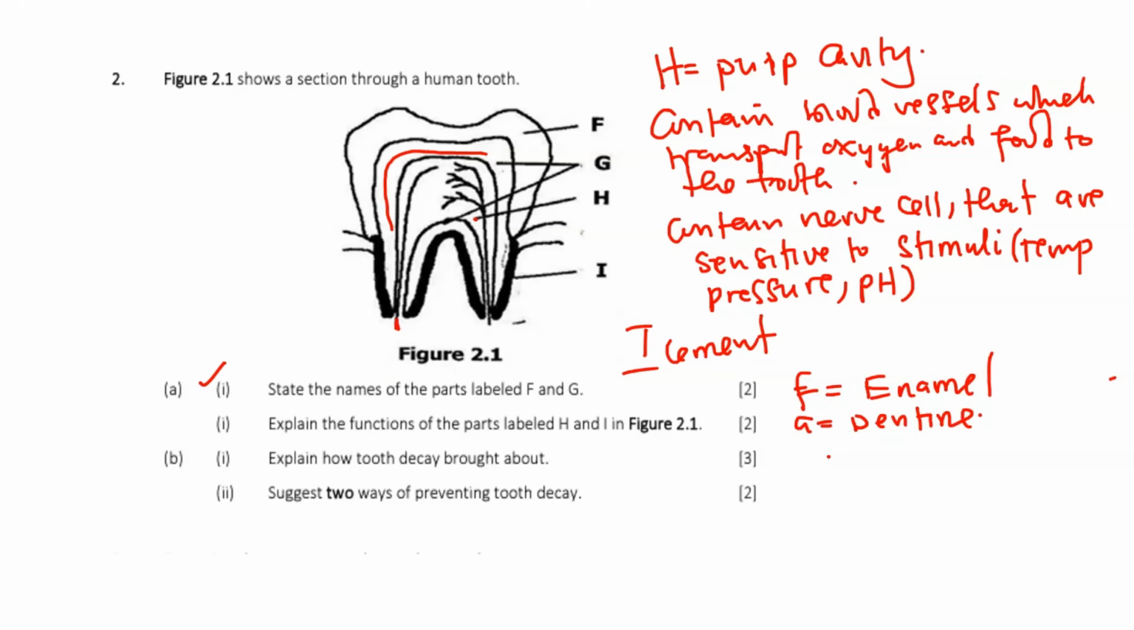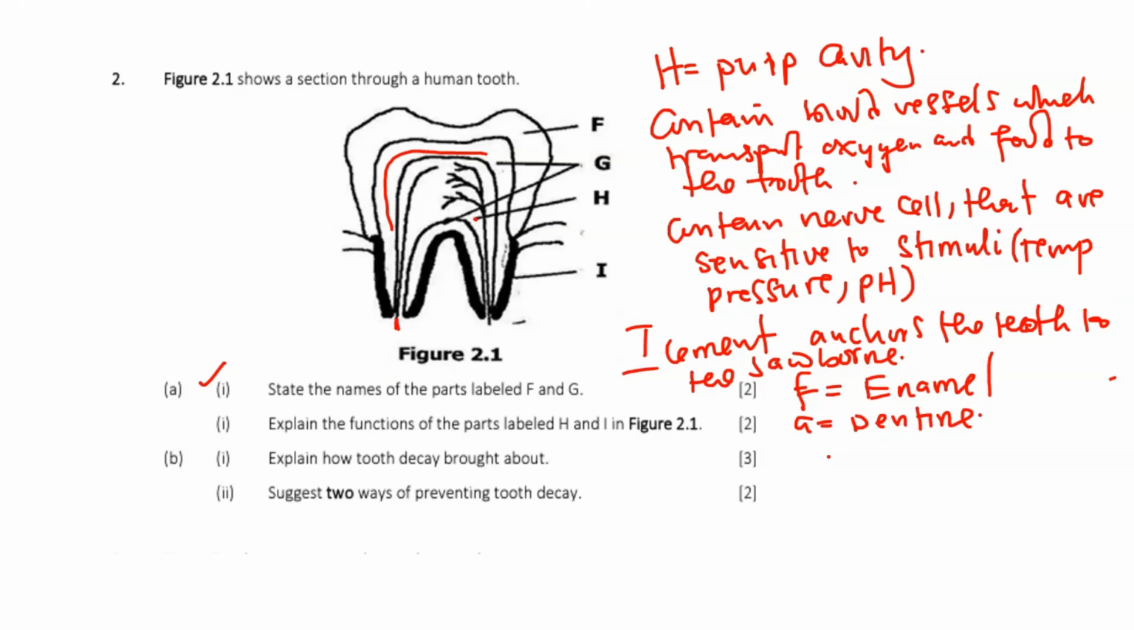The tooth to the jawbone. So it attaches or anchors. We can say it anchors the teeth to the jawbone. So that is the function. So we've answered this second question: explain the functions of the parts labeled H and I.